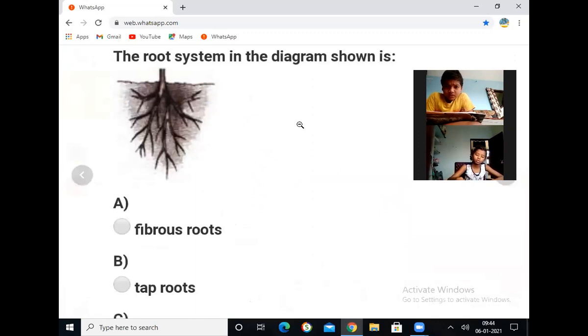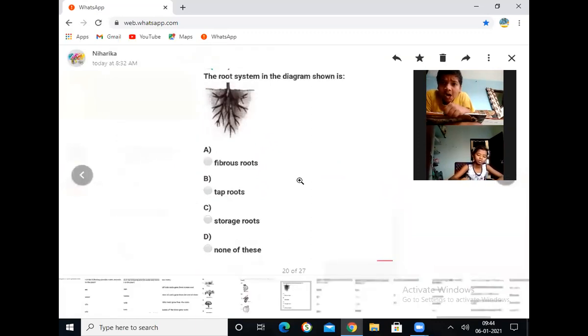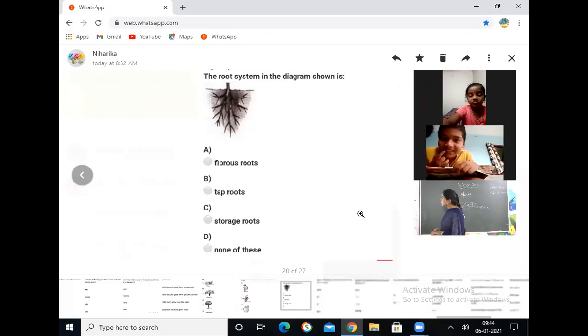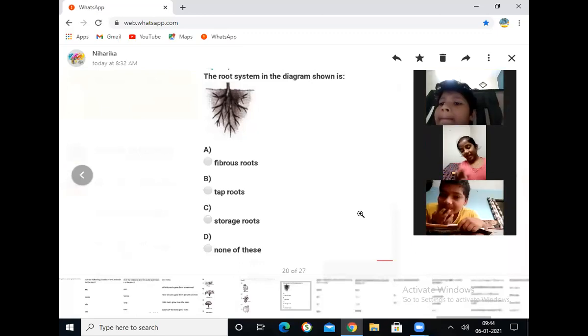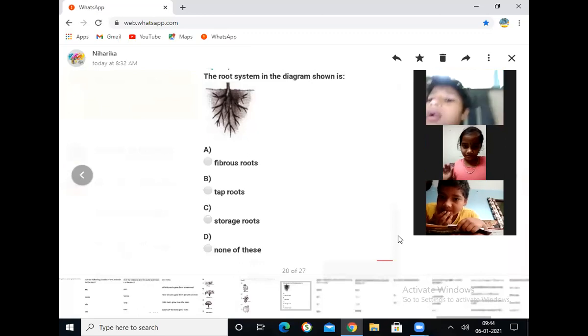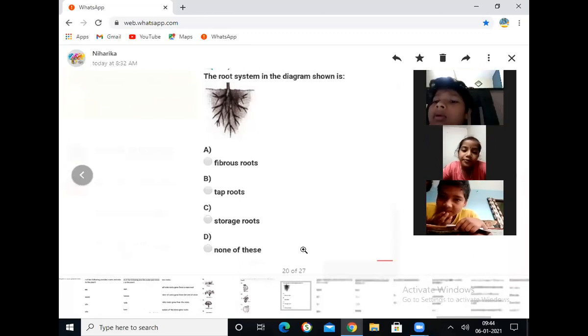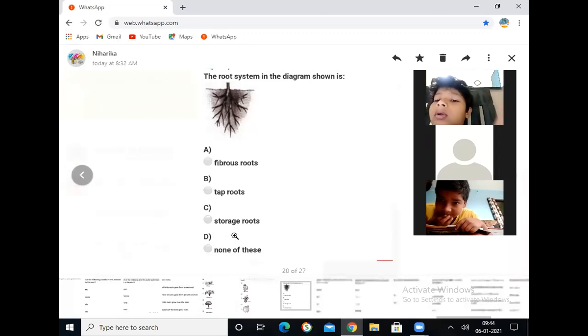The root system in the diagram shows seeds. What is the diagram? Fibrous root, taproot, storage root, and none of these. Bhavish, you raised your hand. What is the answer? It's a fibrous root. Once again, answer. It's a fibrous root. Okay, that is the answer. Either it is a taproot or fibrous root or storage root. What is the answer? Taproot. Storage root. You are telling? Taproot.